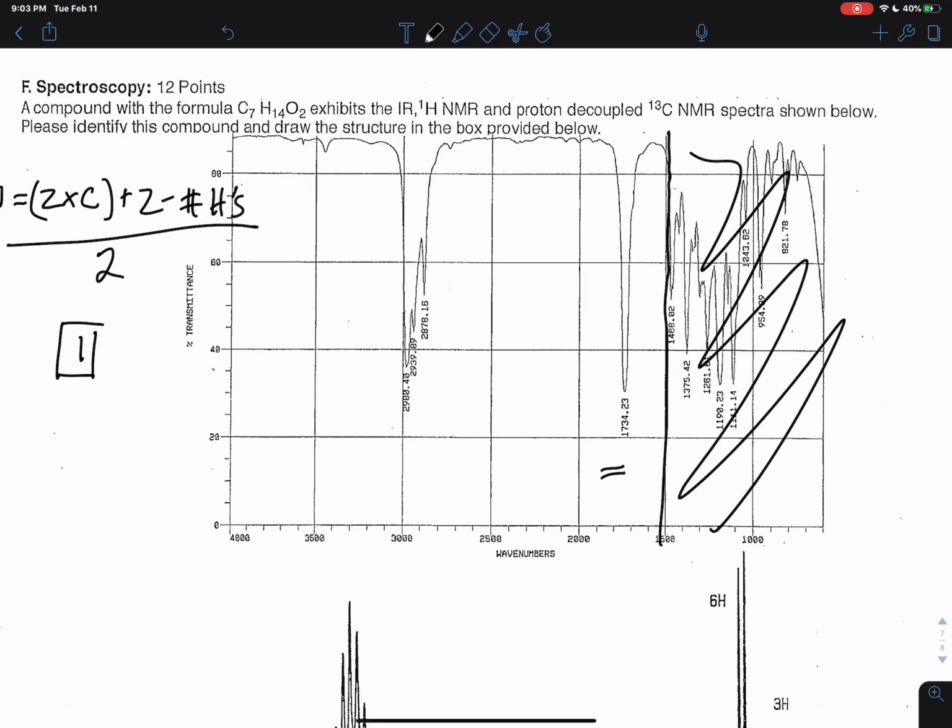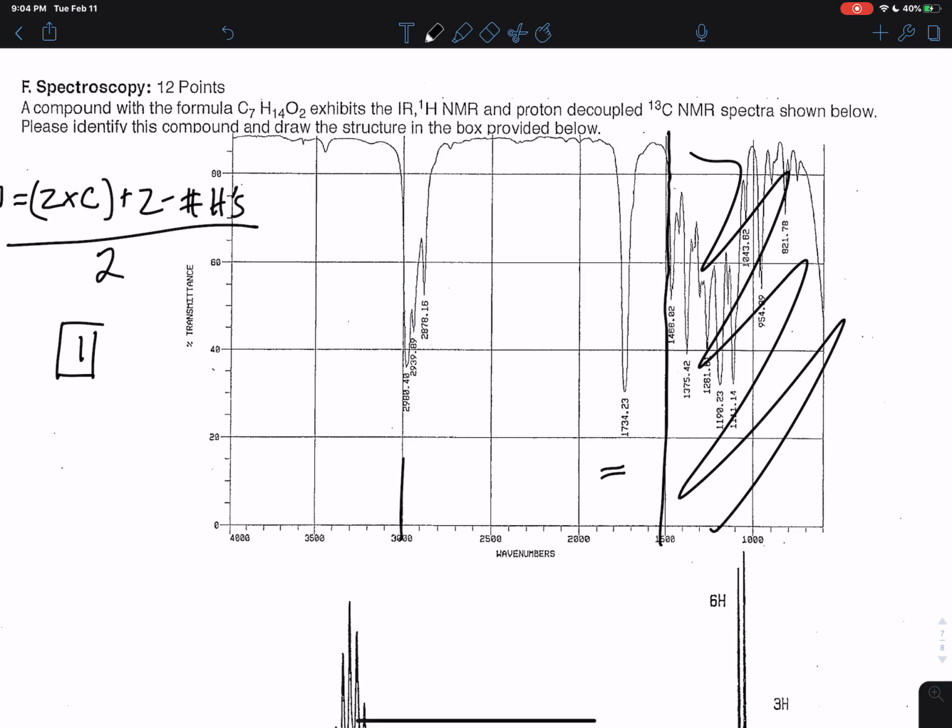So I'm just going to put that we have a double bond. I would be more inclined to think that it's a carbonyl just because it's near the 1700 region, but let's just put that we have a double bond, okay? Just not to rule anything out, but I'm leaning towards that it's a carbon to oxygen bond, okay? Just because it's 1700 and it's not super short, but let's see.